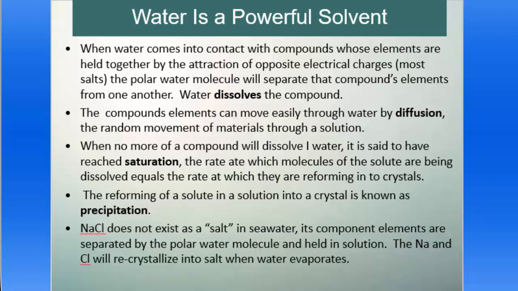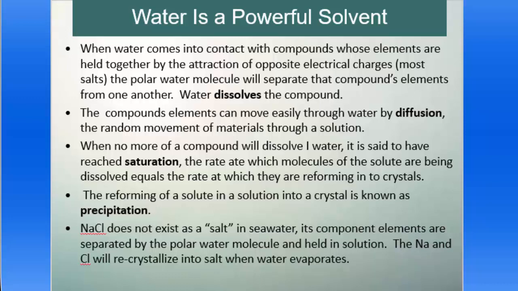Water dissolves the compound. The compound's elements can move easily through water by diffusion, the random movement of materials through a solution, which means if you take very still water and drop a tablespoon of salt into the bottom of the glass, diffusion will cause that higher concentration of salt at the bottom of the glass to eventually randomly move throughout the entire glass of water. Eventually, the entire glass of water becomes salty. That's diffusion.